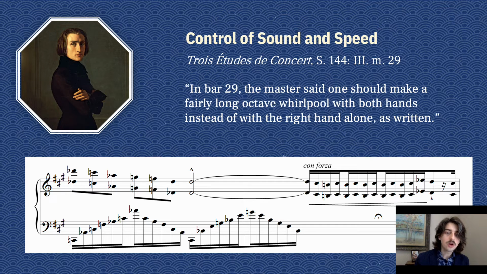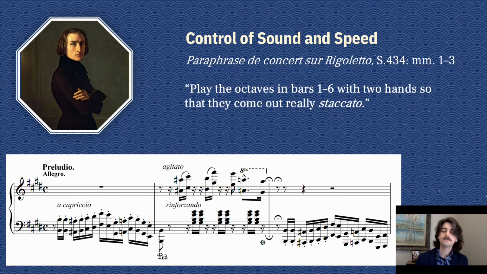So he's speaking about this con forza section, which looks like octaves for the right hand, but Liszt is suggesting that to make this octave whirlpool, which I suppose implies a faster, louder sound, it would be better to play it with both hands. Güllerich notes a similar recommendation to divide an octave passage between the hands in the Rigoletto paraphrase.